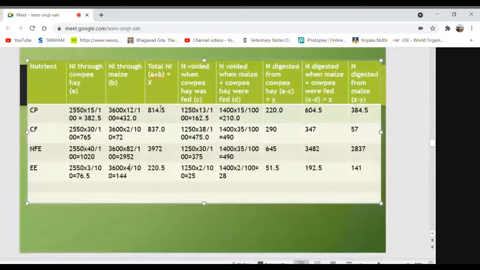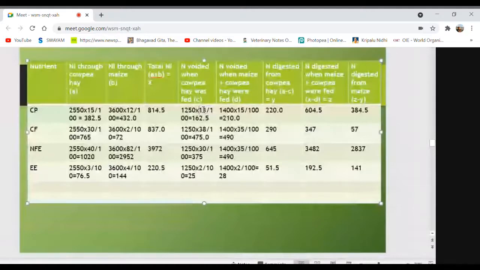Okay, now nutrient voided when cowpea hay was fed. When only cowpea hay was fed, this is the digestion trial. How much dry matter of feces was voided? 1250 gram, and this is the CP percentage of the feces voided in the digestion trial. Okay, this way we can calculate. This way you can calculate for CF. This is for NFE, and this is for ether extract. Okay. Then this is the nutrient voided when only cowpea hay was fed.